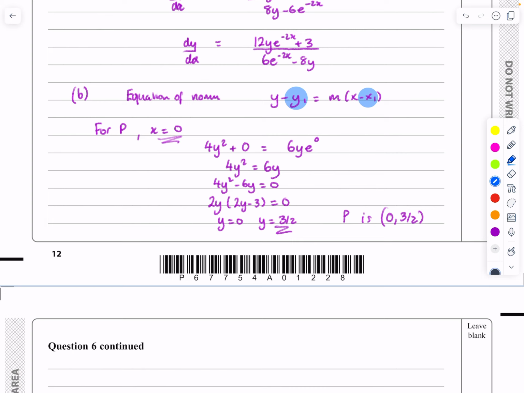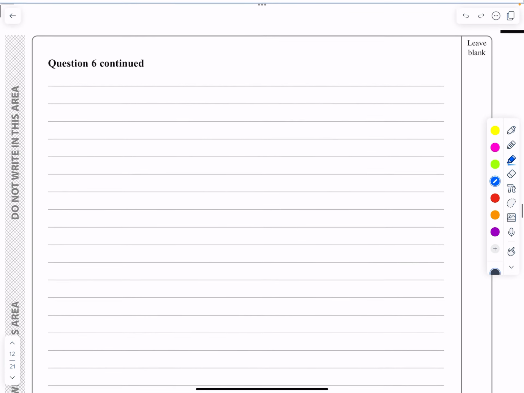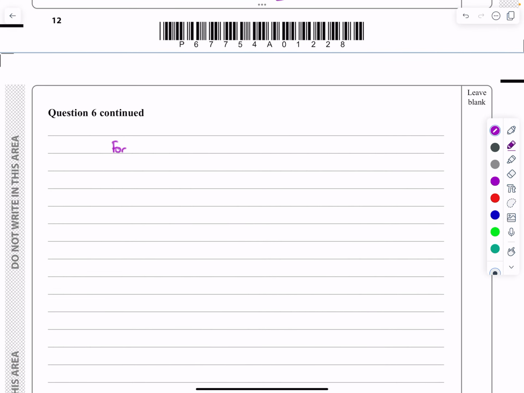What I still don't have is m. Be careful with this bit. I'm going to make this clear to the examiner as well. For the gradient of the tangent, not the gradient of the normal, dy by dx will be equal to my function for dy by dx, which was that, or whatever version of that you got when you did it, but I need to put in the point (0, 3 over 2). So equals that.